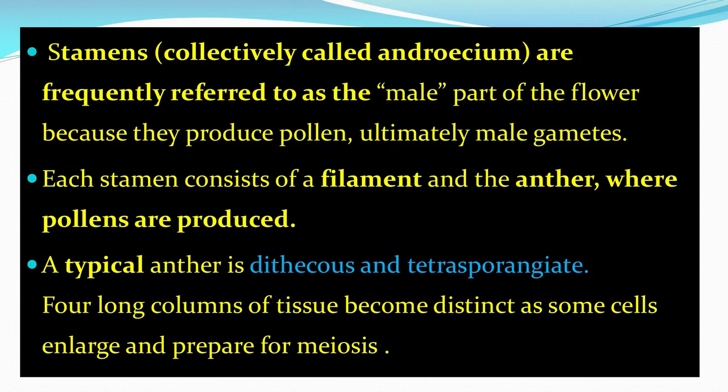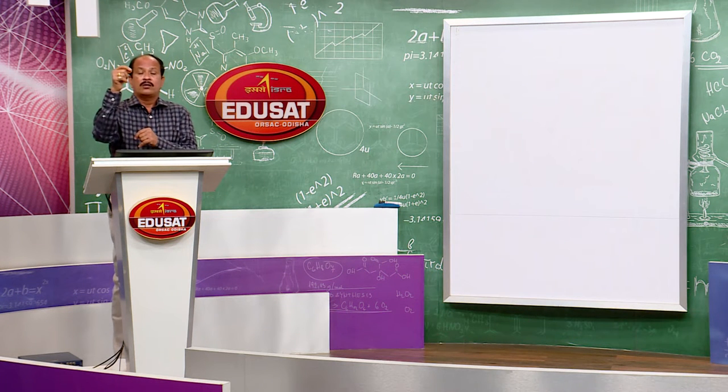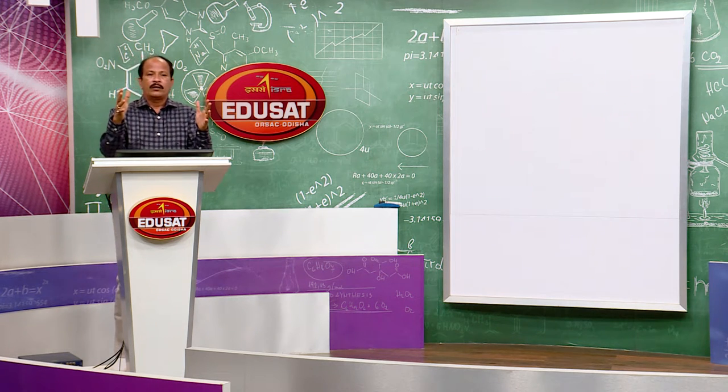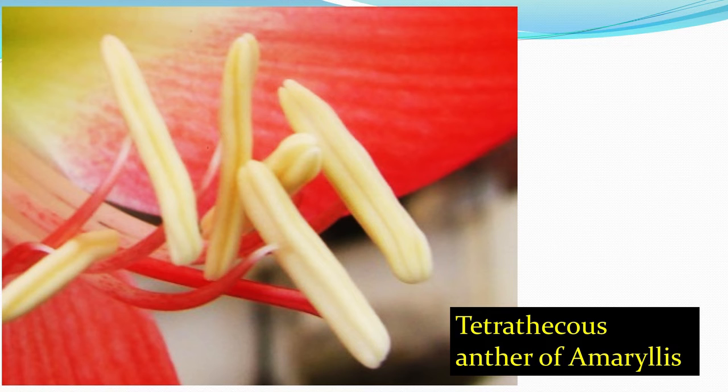Generally, a stamen is referred to as a microsporophyll and it is the male part of the flower. Truly speaking, the anther is not the male part, rather on meiosis it produces microspores, which on further development give rise to the male gametes. As male gametes are produced in the anthers of stamens, stamens are called microsporophylls, and all stamens constitute the androecium, andros meaning male.